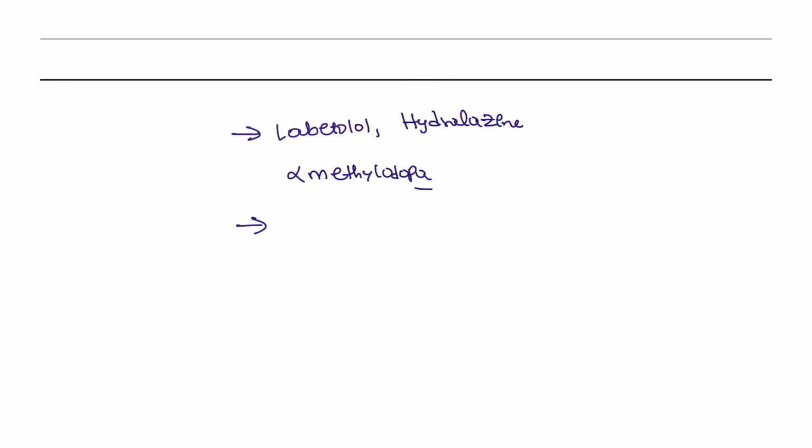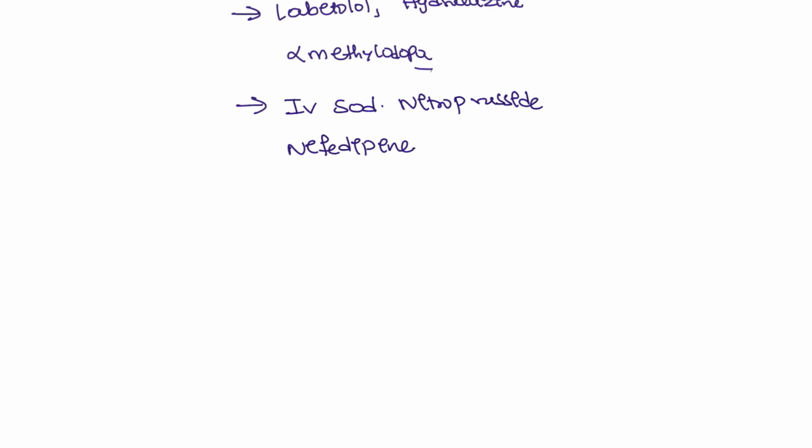Next, what can we give for this patient? The drugs we can give are labetalol, or we can go for hydralazine and alpha methyldopa. This is one of the safest drugs. And another option, if the patient is asthmatic, we can go for alpha methyldopa, and IV sodium nitroprusside and nifedipine are given for this patient, right? These drugs are also given for this patient.